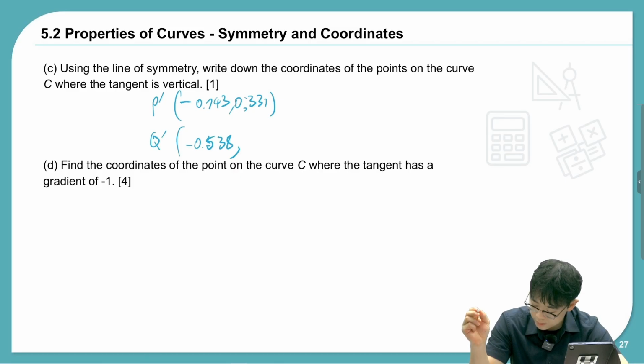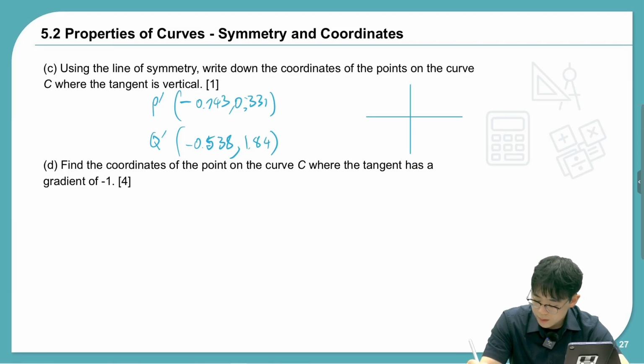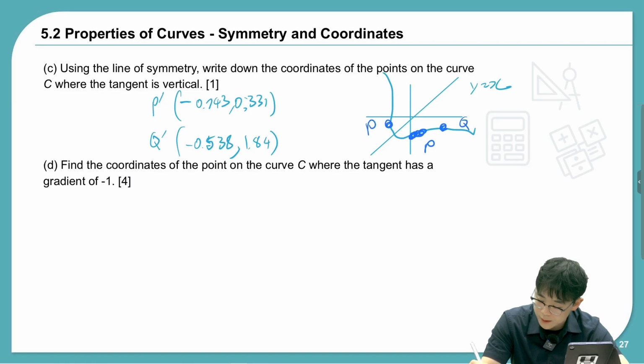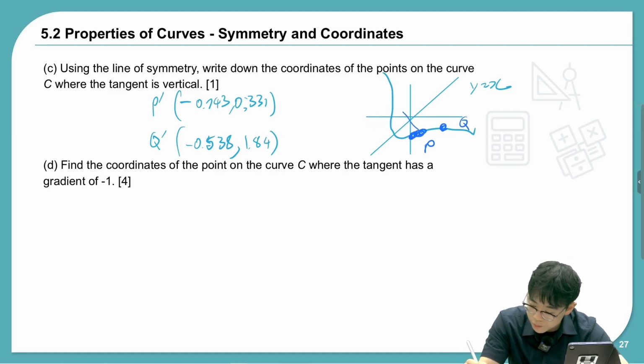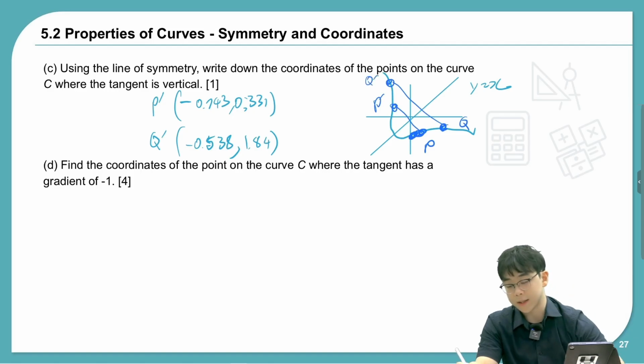And we would get 1.84. So on the graph, what that would mean is, we have our y equals x right here. And we have this graph. So if you had P and Q somewhere around here and here, we would actually have our P and Q. So our P and Q would be somewhere around here and here. So we just need to switch our x and y coordinates.